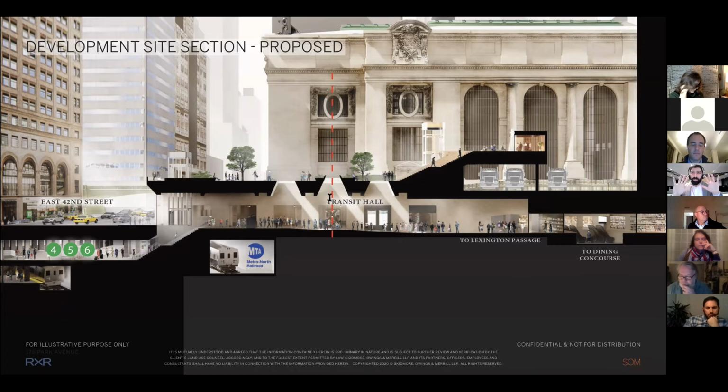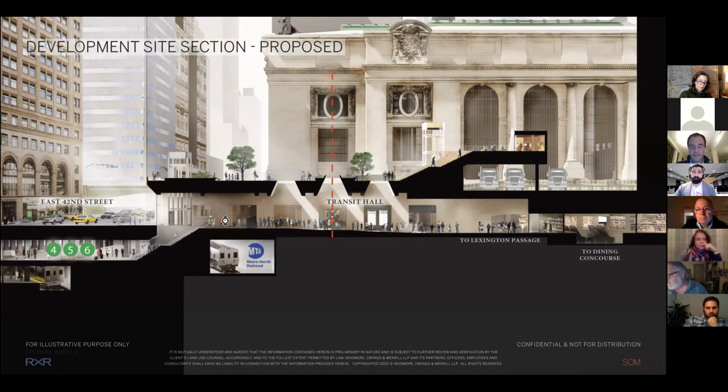But what's important here that I want to mention is just the critical attention to alignments. So that new opening that we're proposing will align with the axis of Vanderbilt Hall beyond, which, this being a Beaux-Arts building, also means that we're aligning with meaningful features such as this bullseye window, for example. The transit hall will be daylit via the use of these skylights and with natural light also streaming in from 42nd Street through that entrance.